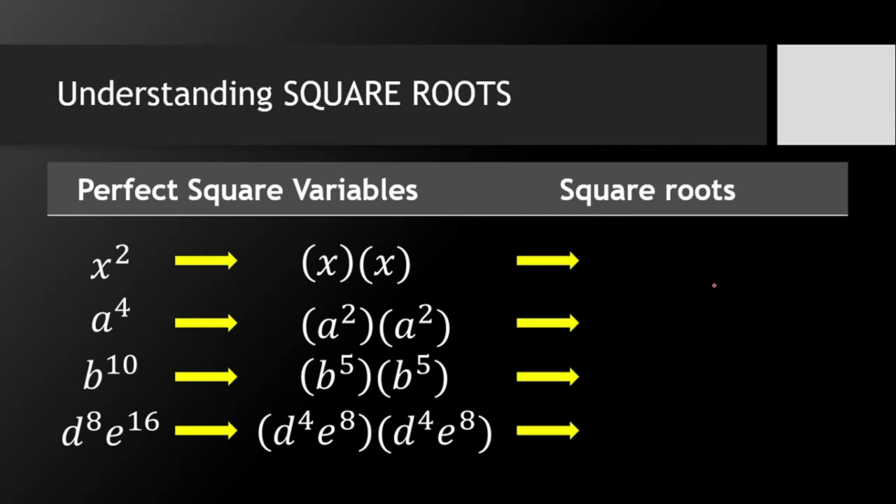So for x squared, the square root is x, which is basically if you multiply it to itself, we have x times x is x squared. For a raised to 4, we have a squared. For b raised to 10, b raised to 5, and for d raised to 8, e raised to 16, we will be having the square root of d raised to 4, e raised to 8.